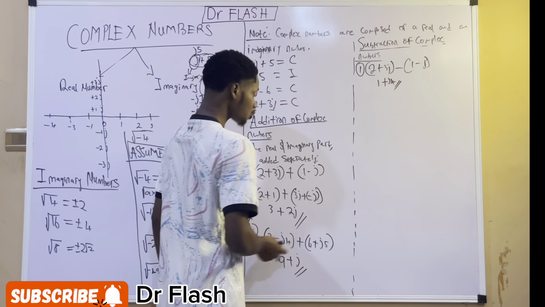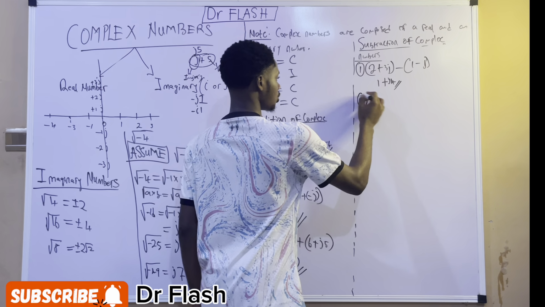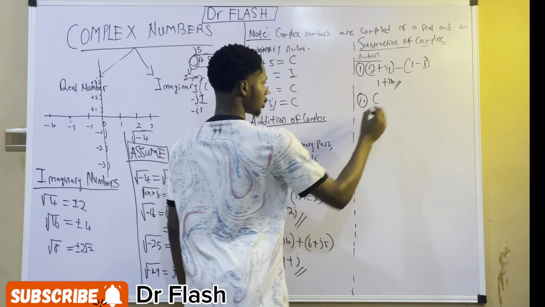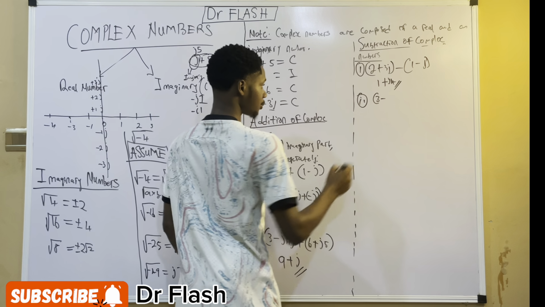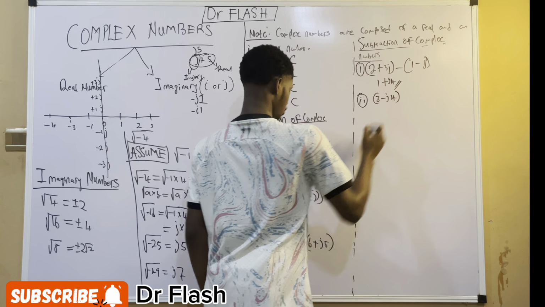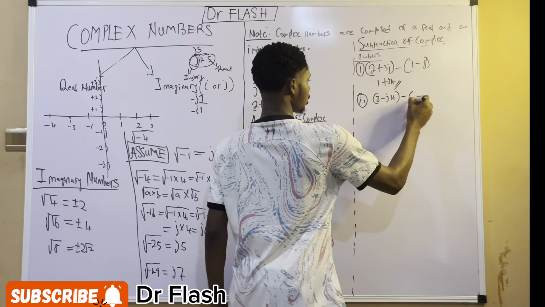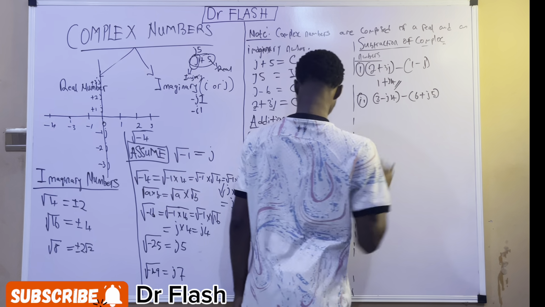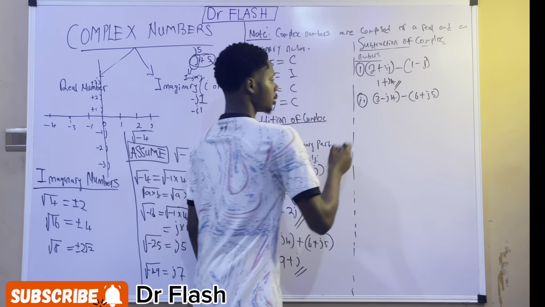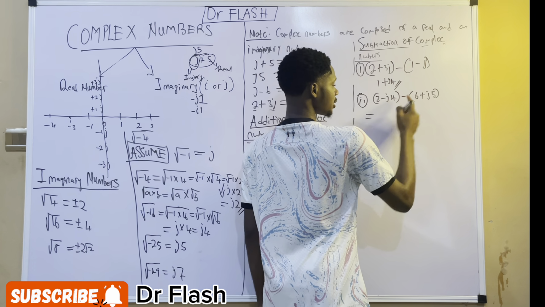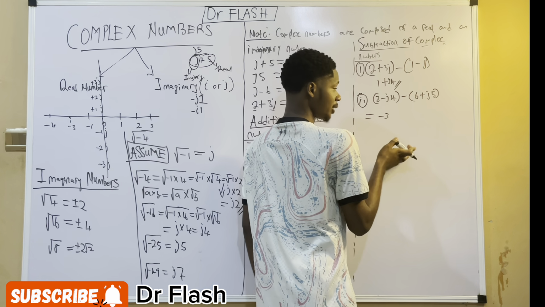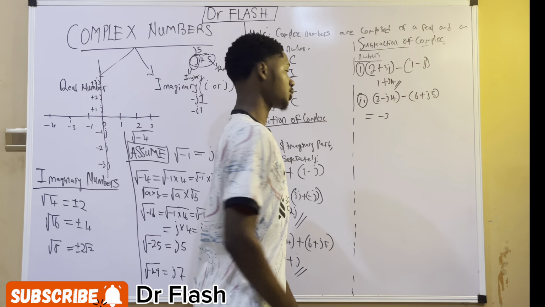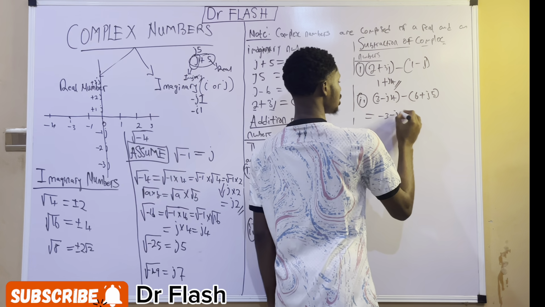Okay, and then for the next question, we are going to have 3 minus j4 minus 6 plus j5. Okay, that is what we are going to do. Now to subtract this, 3 minus 6 is minus 3, right? Okay, minus j4 minus j5. What are you going to get? So I'm going to get minus j9.